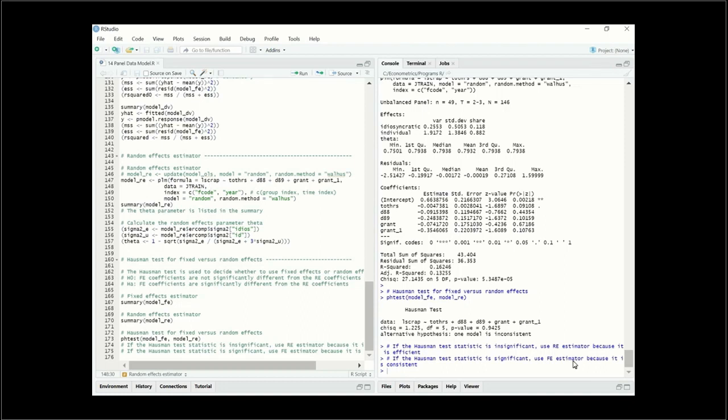Okay, so this concludes our discussion on panel data models.